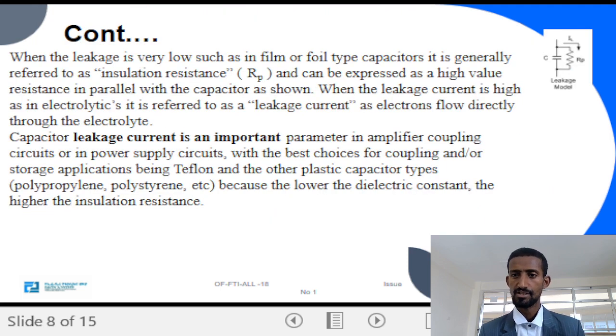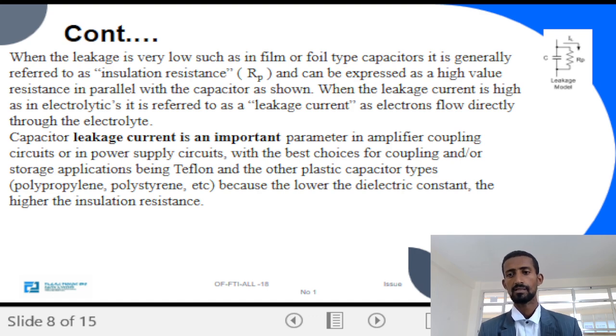When the leakage is very low, such as in film or foil type capacitors, it is generally referred to as insulation resistance, or RP. We call it insulation resistance, and it can be expressed as a high value resistance in parallel with the capacitor, as shown here. When the leakage current is high, it is referred to as leakage current, as electrons flow directly through the electrolyte.